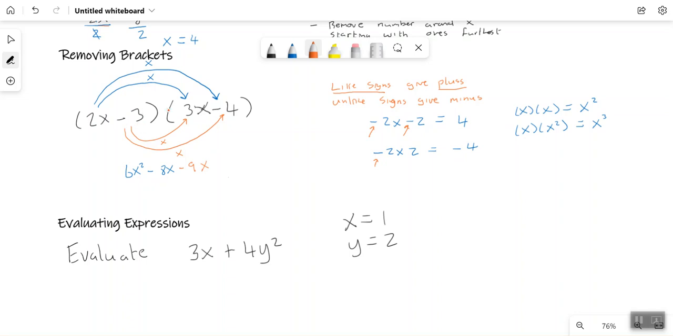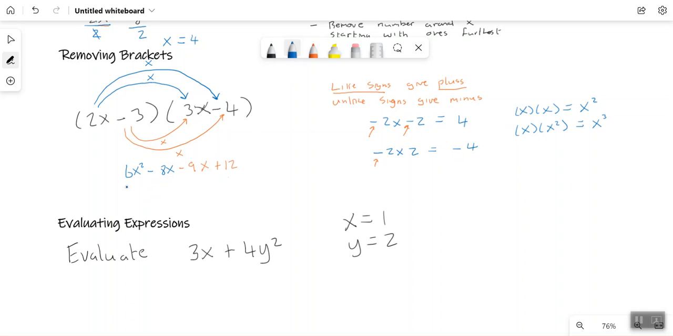And then minus 3 multiplied by minus 4. See, the way these are like signs, so therefore the answer is going to be positive. So minus 3 multiplied by minus 4 gives me positive 12. So now we have removed the brackets by multiplying these by each other. So now what we can do is go back to simplifying it.